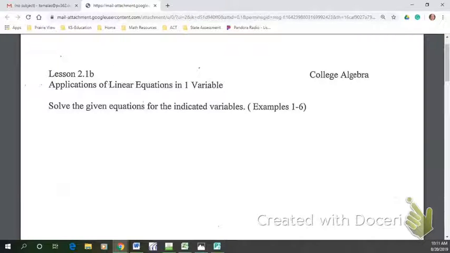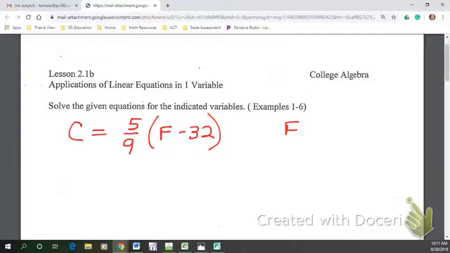Let's solve C equals 5/9 times F minus 32. And I want to solve that for F. Anybody know what formula that is? It's how you convert Celsius to Fahrenheit, or vice versa. So I want to solve this for Fahrenheit. What should I do first?